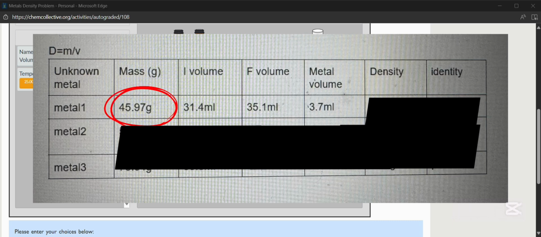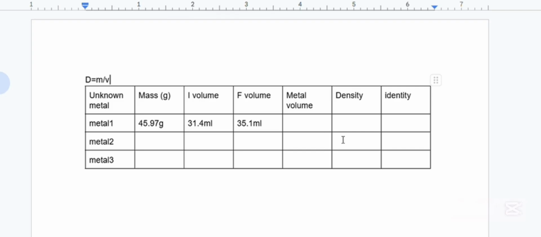So for our metal one, our mass was 45.97. Our initial volume was 31.4. And our final volume was 35.1. Now we'll be looking for the metal volume, which would be 3.7. That is taking away the initial volume from the final volume, which is 35.1 and 31.4 milliliters.